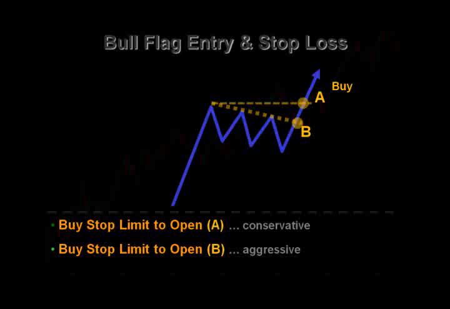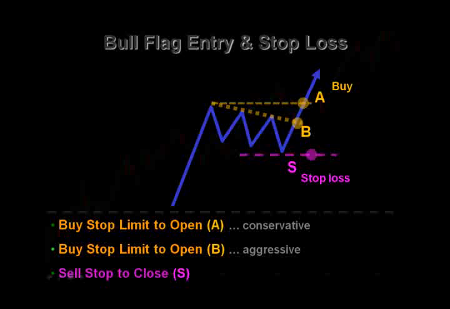Now, the only risk with B is, of course, if the stock goes up, hits a double top at the top of the entire pattern, and then comes back down again. But if you've got a rampantly bullish market and you've got the OVI in your favor, then clearly you've got more chance of that not happening and getting a good clean breakout. So what we do is we put in a buy stop limit order to open either at A or B. A is more conservative, B is more aggressive.